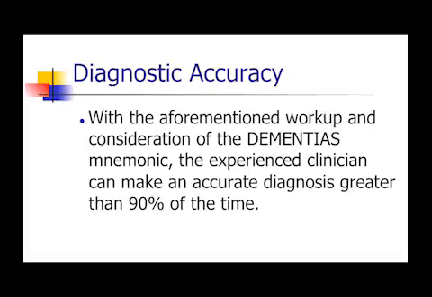So now, with the aforementioned workup and consideration of the dementia mnemonic, the experienced clinician can make an accurate diagnosis more than 90% of the time just with this particular approach. So we've come a long way in the last 35 years, and obviously the better we diagnose things, the better we can initiate the appropriate interventions.